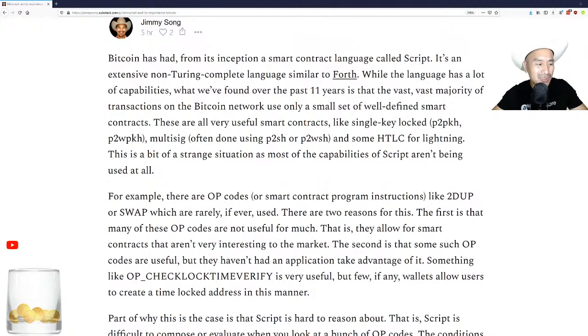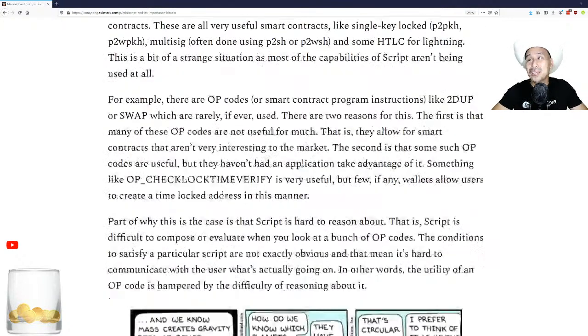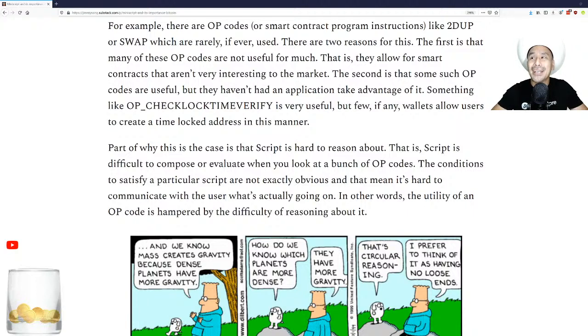So the question is, why is it this way? Well, some of them really aren't that interesting. Others are interesting. OP_CHECKLOCKTIMEVERIFY is very interesting. But the fact of the matter is that it's very hard to reason about. Most of the smart contracts have a particular form. You want to know the conditions under which it will get unlocked. But it's a very peculiar language. Forth is, in order to understand what the actual thing behind it is, it's hard to understand what it is that will unlock a particular smart contract.